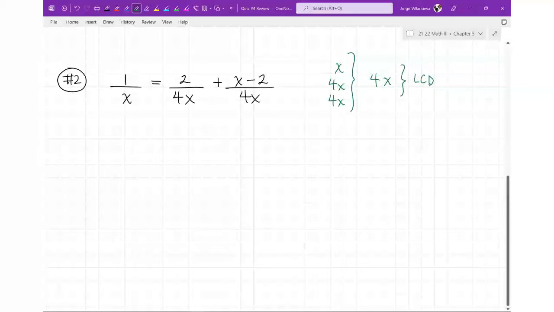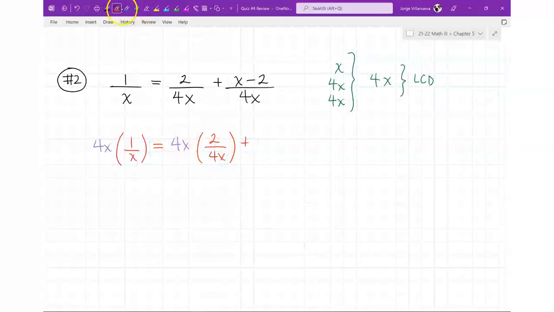Okay? Now, I'm going to multiply everything by 4x so I can get rid of my fraction. So 4x times 1 over x equals 4x times 2 over 4x plus 4x times x minus 2 over 4x.